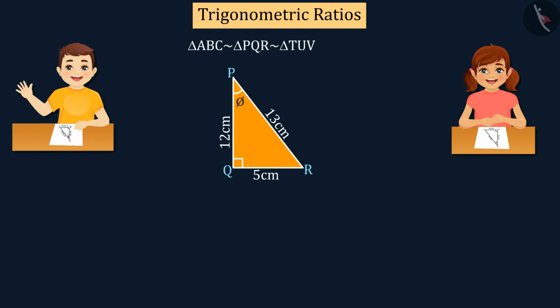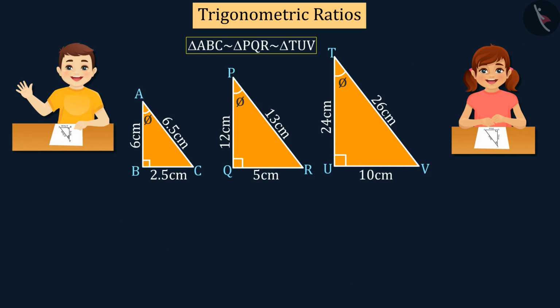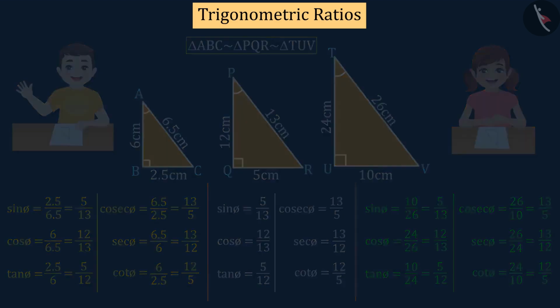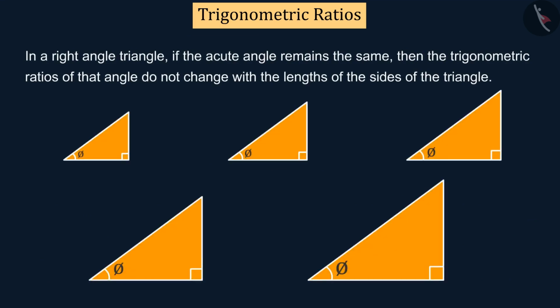Now, Raj and Sonam draw one triangle each, similar to this triangle PQR. In addition, they also write trigonometric ratios for the angle phi in their respective triangles, and find that the value of the trigonometric ratios for the angle phi in all three triangles is the same. Based on this activity, we can say that in a right angle triangle, if the acute angle remains the same, then the trigonometric ratios of that angle do not change with the lengths of the sides of the triangle.